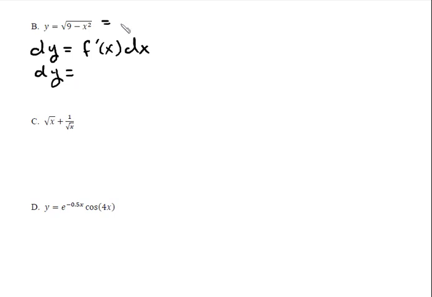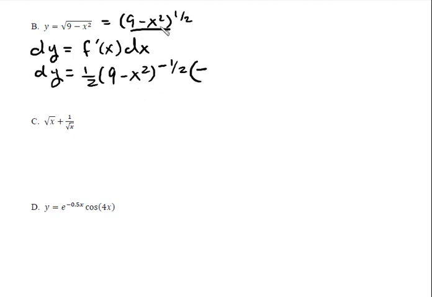Well, this is 9 minus x squared to the 1/2. So this is going to be 1/2 times 9 minus x squared to the minus 1/2. And then we need to use the chain rule. So we multiply by the derivative of 9 minus x squared, which is negative 2x. And then we have dx over here.